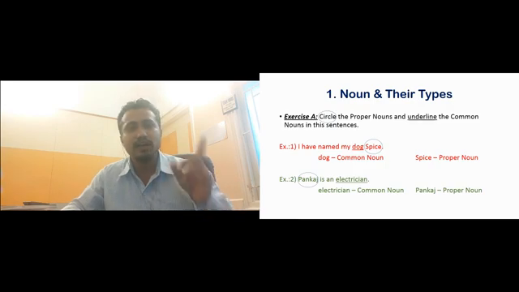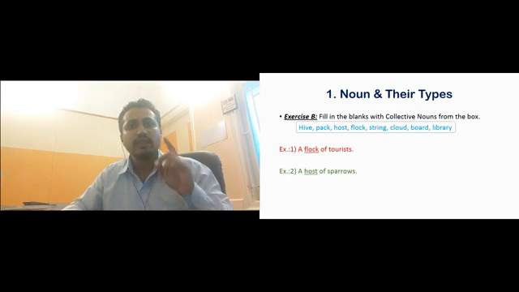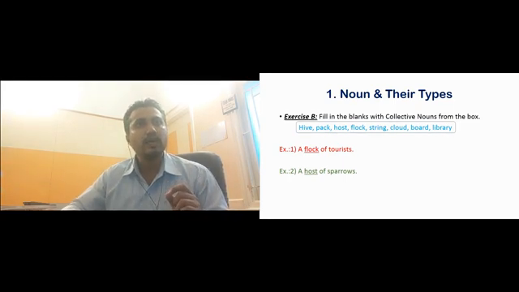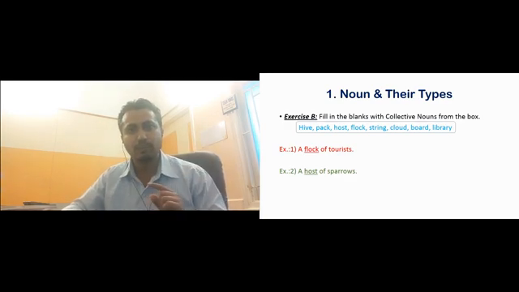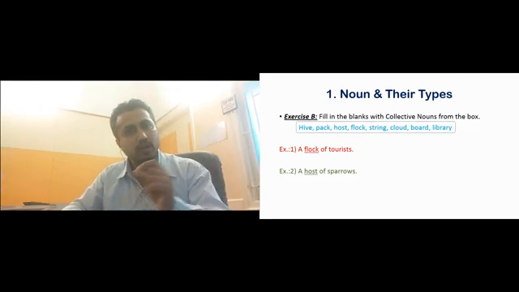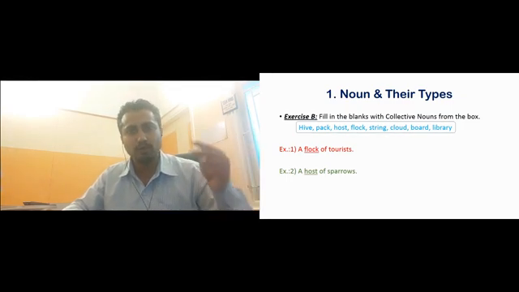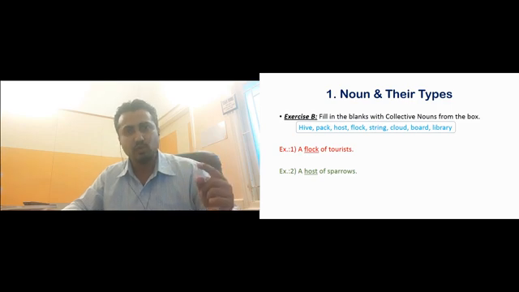Students, I hope you are clear with how to solve the first exercise. Now let us go to the next exercise. Exercise B, the heading reads, fill in the blanks with collective nouns from the box. There is a help box given, and I have mentioned all the nouns in the help box. Okay, and I have tried to give two solved examples. The first one is already in the textbook. I have added one more.